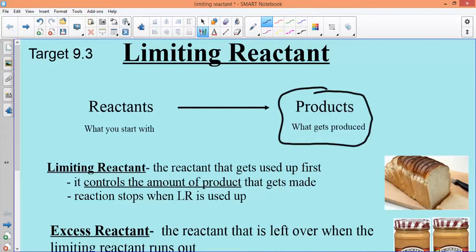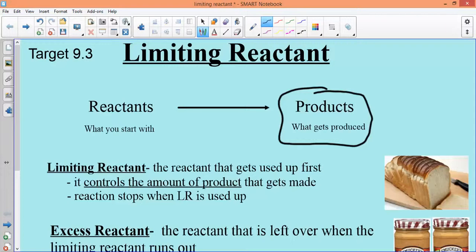First step to a limiting reactant problem is figuring out which one is going to control the amount of product made. One of your reactants will always run out first, and that is the one that will control the amount of product made, and that will be your limiting reactant.